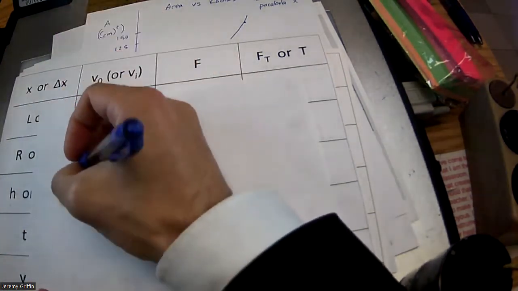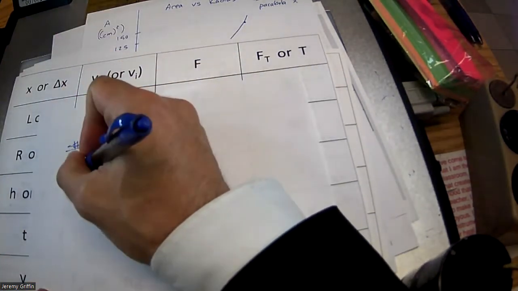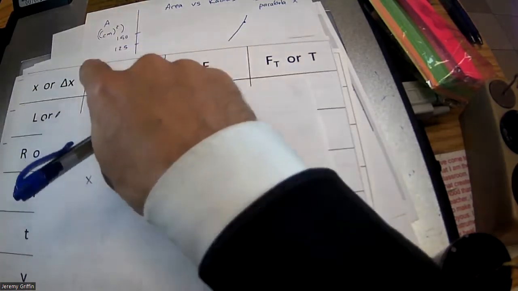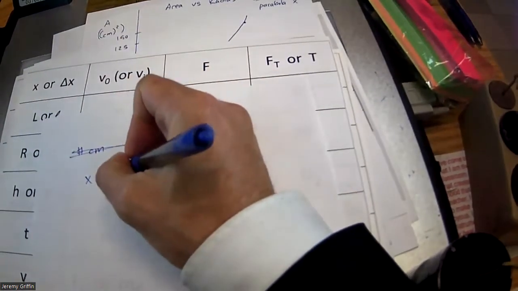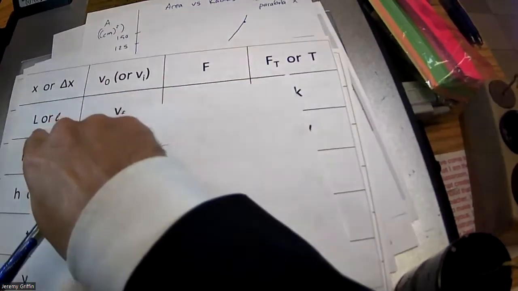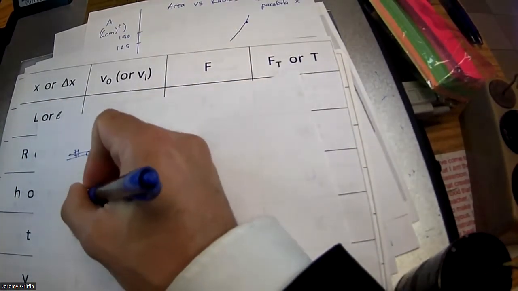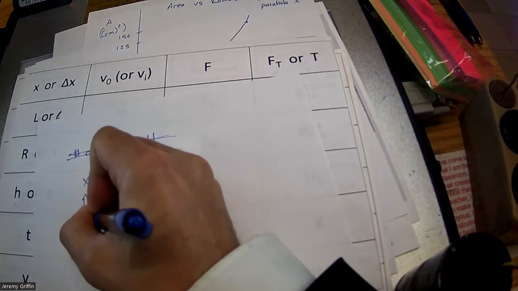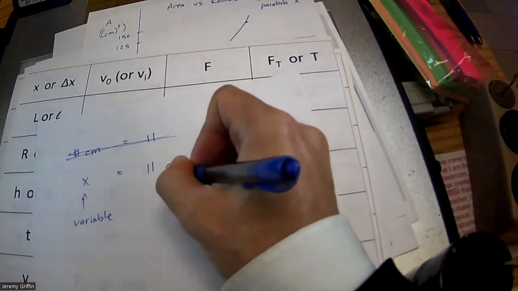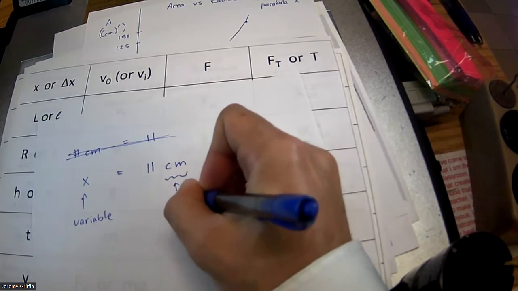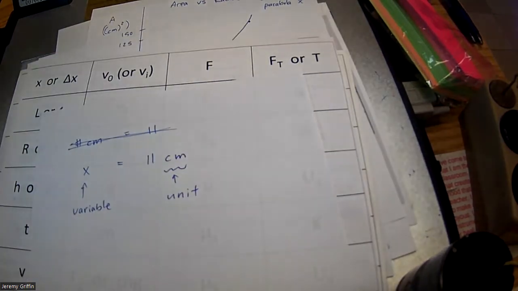No. You want to say the distance. I might use D. I might use X. I put X on these flashcards, right? This distance, displacement, length, might use L, length, right, is 11 centimeters. Okay. You guys see how there's a variable and a unit?